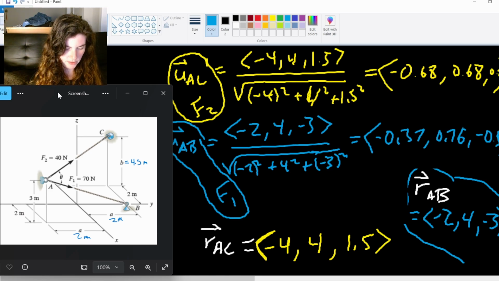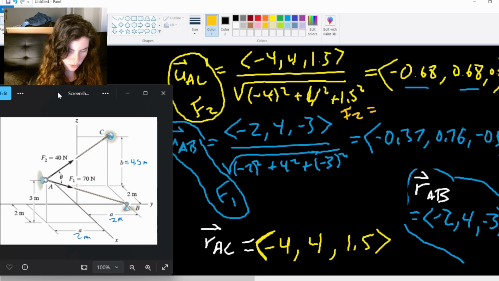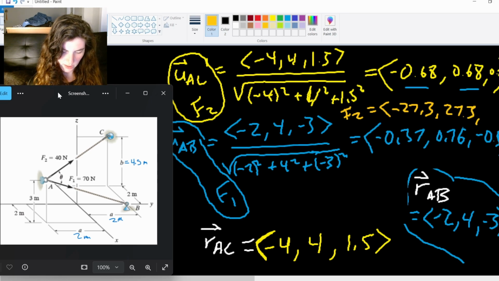I'm just going to write this in here. If I multiply out, F2 is 40, so I just multiply 40 into each term. Put this in. F2 is negative 27.3, positive 27.3, 10.25. That is our vector F2.